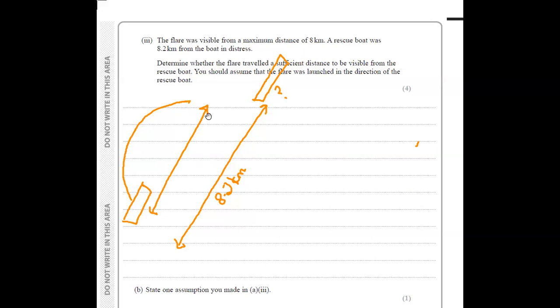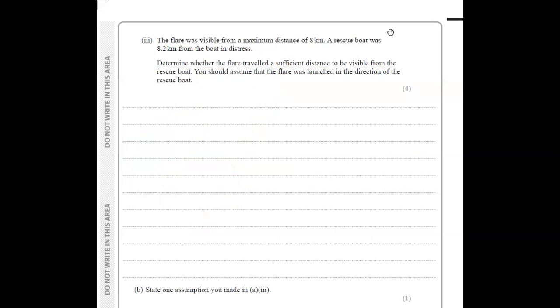When I launch the flare up in the air, when I throw it up in the air, is it going to horizontally travel greater than 8 kilometers or less than 8 kilometers, right? So how are we going to do that? First thing is first, we have to calculate, what? Horizontal distance. What is our goal?